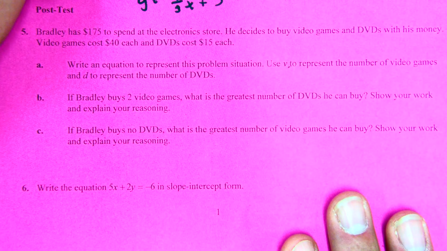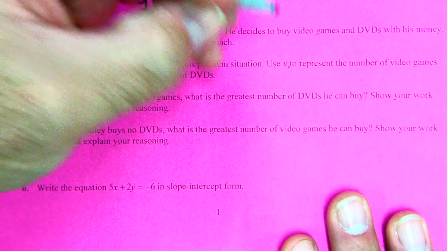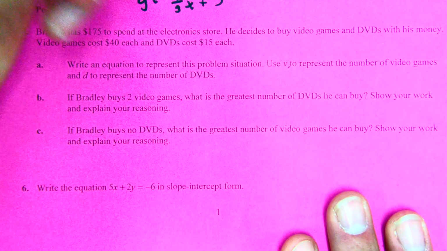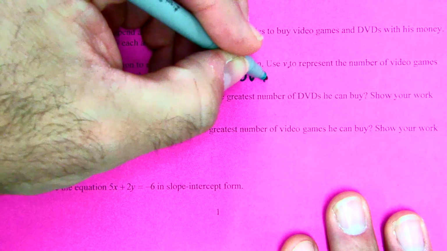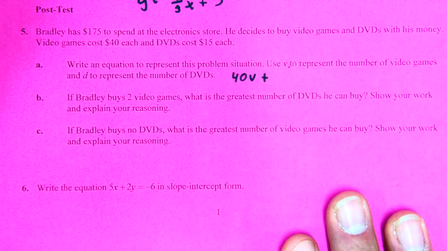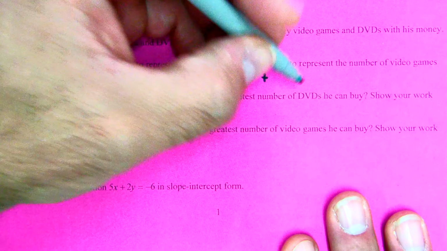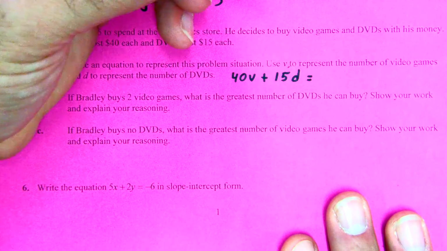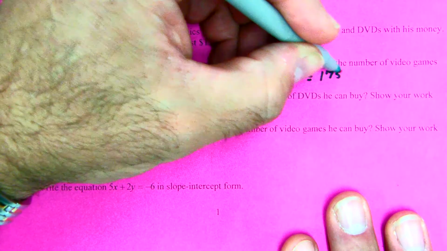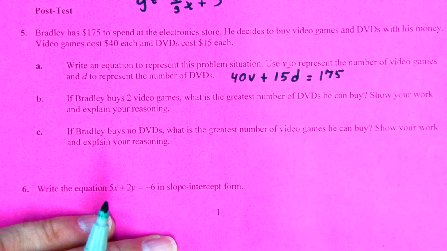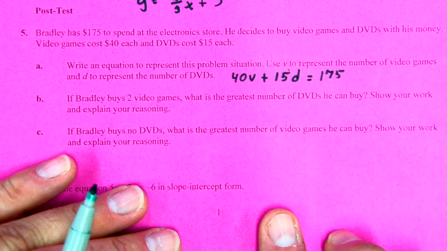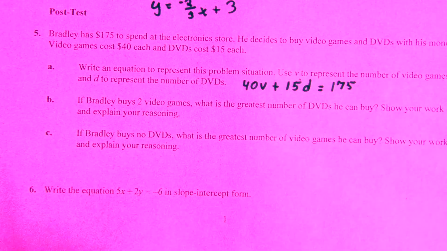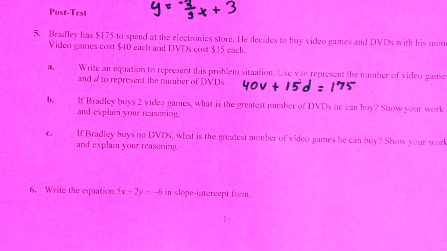they told you to use V and D. So it would be 40V plus 15D equals 175. And then they tell you to plug in 2, and the answer was 6 DVDs because you can't have pieces of DVDs, and the second one was 4 video games because you can't have pieces of video games.